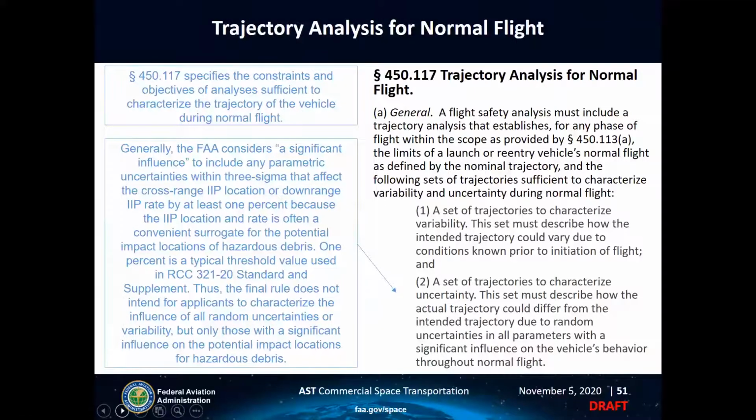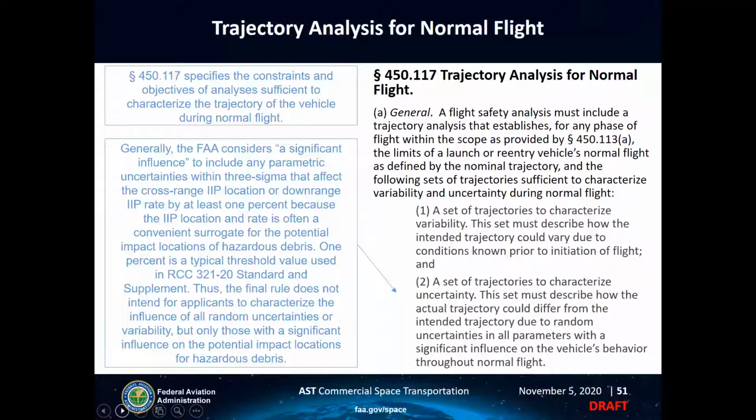All right, continuing, trajectory analysis for normal flight. Section 117 specifies the constraints and objectives of analyses sufficient to characterize the trajectory of the vehicle during normal flight. Paragraph A states that a flight safety analysis must include trajectory analysis that establishes, for all phases of flight as scoped by paragraph A in section 113, the limits of a vehicle's normal flight as defined by the nominal trajectory, as well as a set of trajectories sufficient to characterize variability and uncertainty during normal flight.